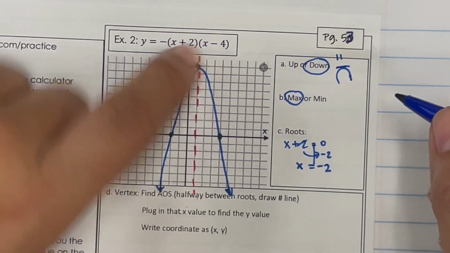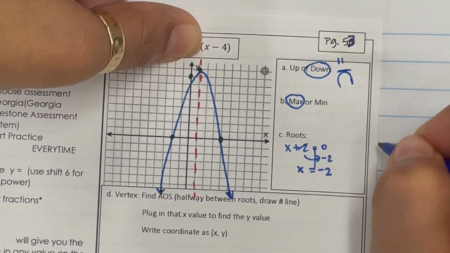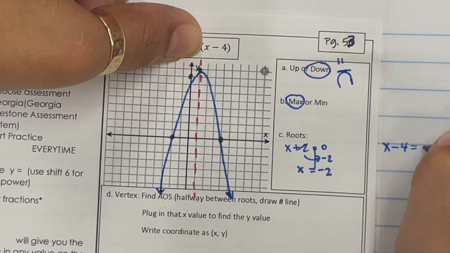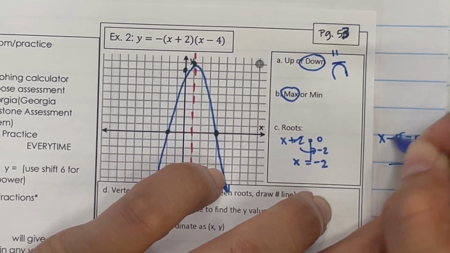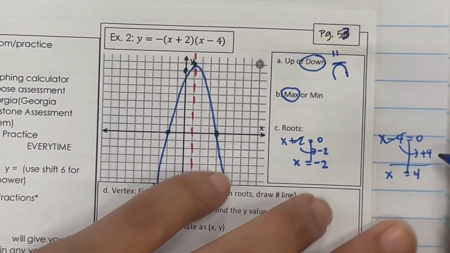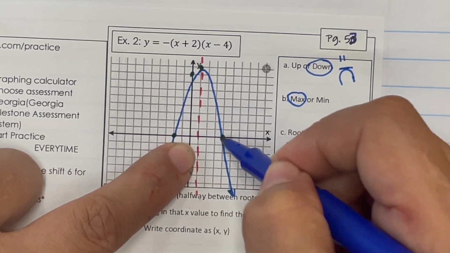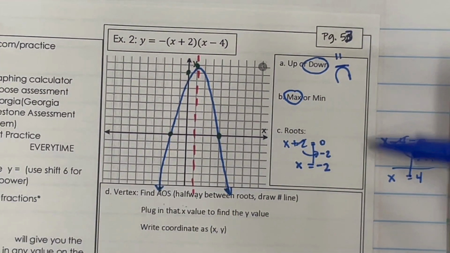This other one is x minus 4 is equal to 0. All right, we're going to go ahead and take this to the other side. That's going to be +4. That goes away, so x is equal to 4. Let's check that out. 1, 2, 3, 4. That's perfect. All right, so far we are so good.